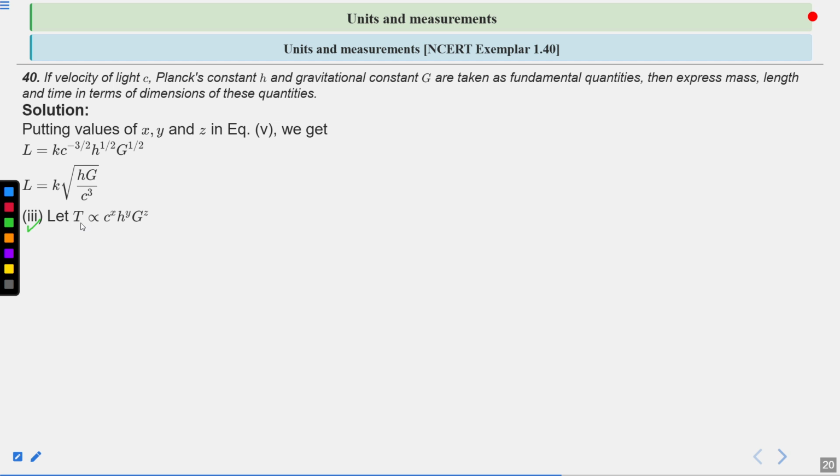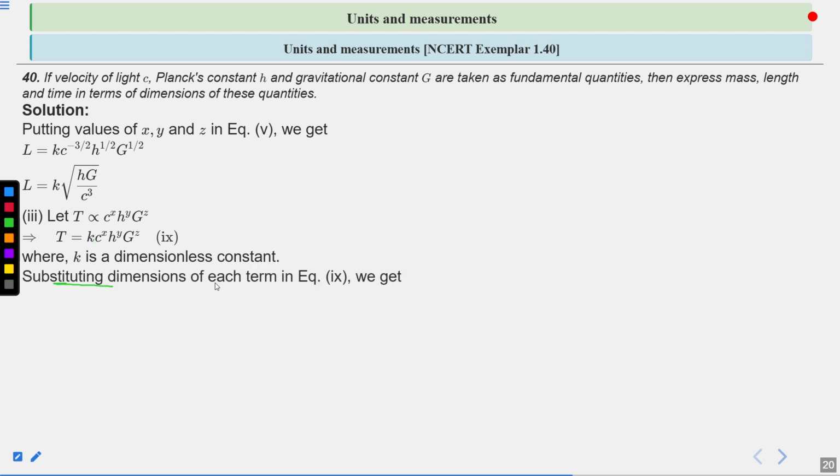Third, let T be directly proportional to c raised to the power x, h raised to the power y and g raised to the power z. Removing the proportionality sign, T is equal to k times c^x h^y g^z, and let this be equation 9, where k is a dimensionless constant. The dimension formula of k is M^0 L^0 T^0, so this is a dimensionless quantity.